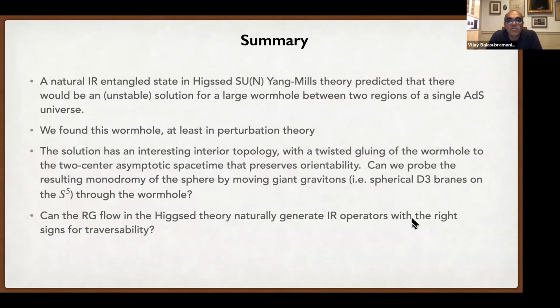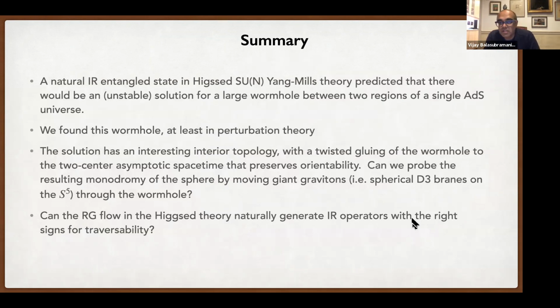And so what we claimed here was that there is a natural infrared entangled state in Higgsed SU(N) Yang-Mills theory that predicts that there will be an unstable solution for a large wormhole between 2 regions of a single AdS universe. We found this wormhole, at least in perturbation theory. It has an interesting interior topology with some sort of twisted gluing of the wormhole to the 2-center asymptotic spacetime.